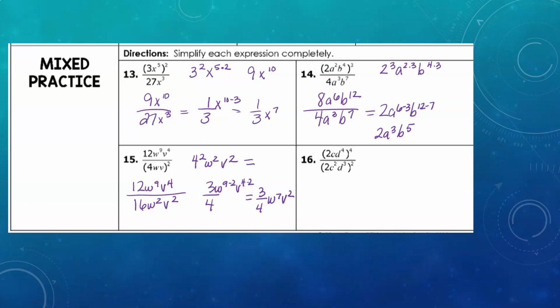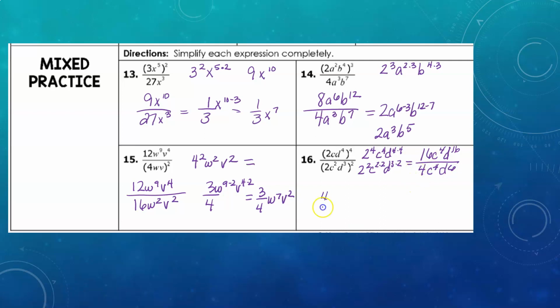16. Both of these need to be simplified. So I have 2 to the 4th, c to the 4th, d to the 4 times 4 power, which will give me 16 c to the 4th, d to the 16th. Here I have 2 squared, c to the 2 times 2 power, d to the 3 times 2 power, which will give me 4 c to the 4th, d to the 6th.